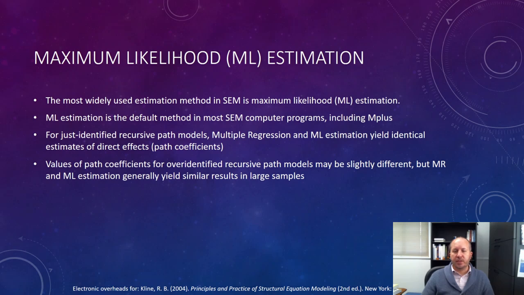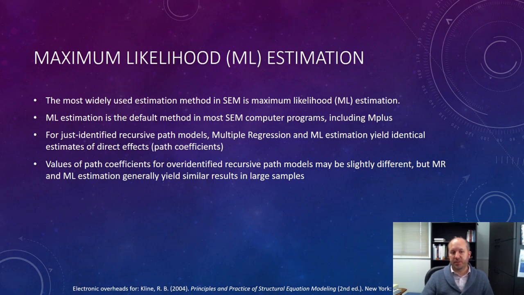One, ML for just identified models. So remember, that's when we have perfect model fit. There's no difference, no degrees of freedom. Any difference between multiple regression and ML is essentially zero. They're the same. And when we have an over-identified model and a recursive model, we find that there is some difference, but multiple regression and ML are pretty close, especially when you have large sample sizes.